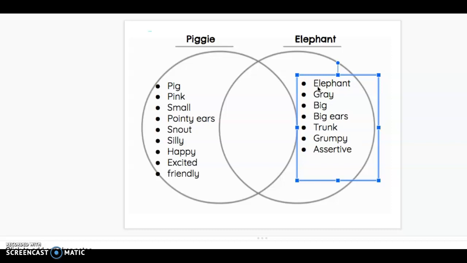Okay, so now I have all of Elephant's outside traits and his inside traits.